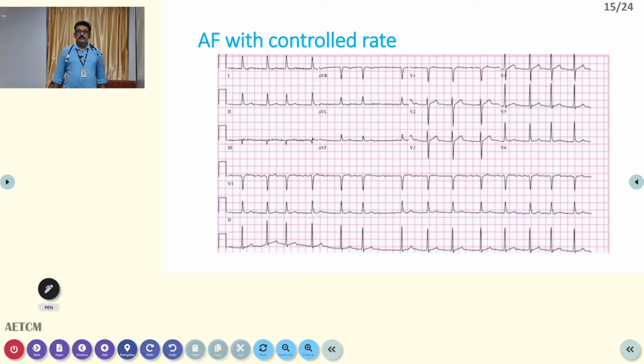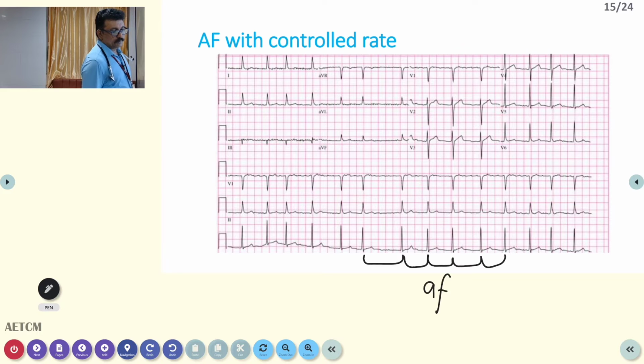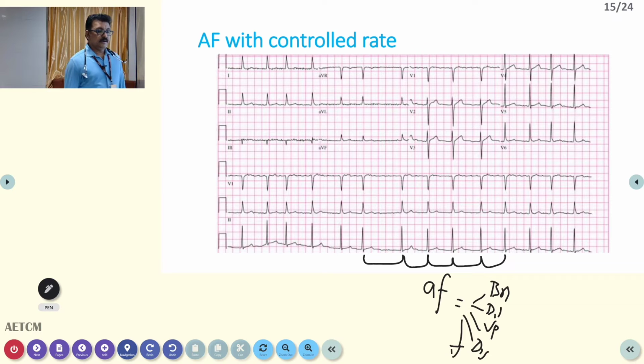Here what you are seeing is heart rate is not very high, the QRS complex is narrow, but the RR interval is not equal. They are irregular. So atrial fibrillation is there, but the rate is controlled with drugs like beta blocker, diltiazem, verapamil, digoxin, amiodarone, whatever it is. Any drug can control the rate. So it's AF with controlled ventricular rate.